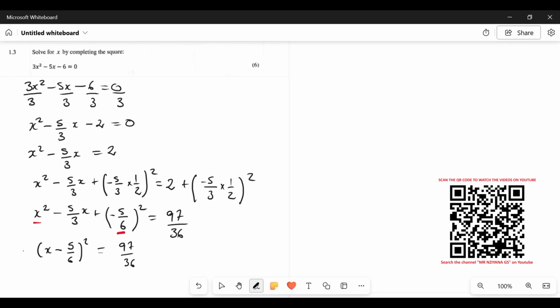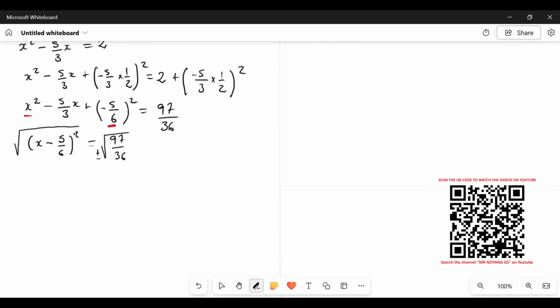So from here, we square root both sides. Square root this side, square root that side. So when you start to square root, it's going to be plus or minus. Right, let me just create a little bit of space here, people. If we square root this square and that root, it's going to cancel each other. You're going to be left with x minus 5 over 6. There we go. All this is equaling to plus or minus root of 97 divided by 6. For now, let's just leave it like this.